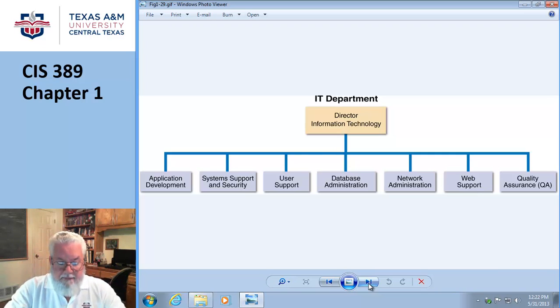So IT refers to the combination of hardware, software, and resources that companies use to manage, access, communicate, and share information. The central components of the information system are the hardware, software, data, processes, and people. And I may throw in a test question and ask you, of those, which two are the most important?